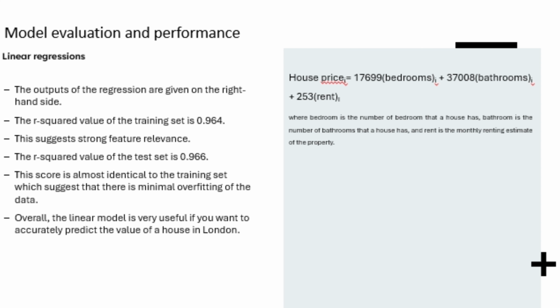Overall, the linear regression model is very useful in predicting the value of any given house in London. It provides a strong basis for house price analysis, and it is robust enough to allow for new data to be added.